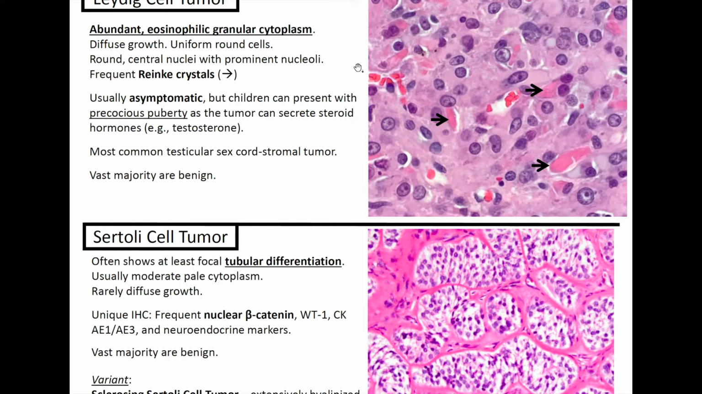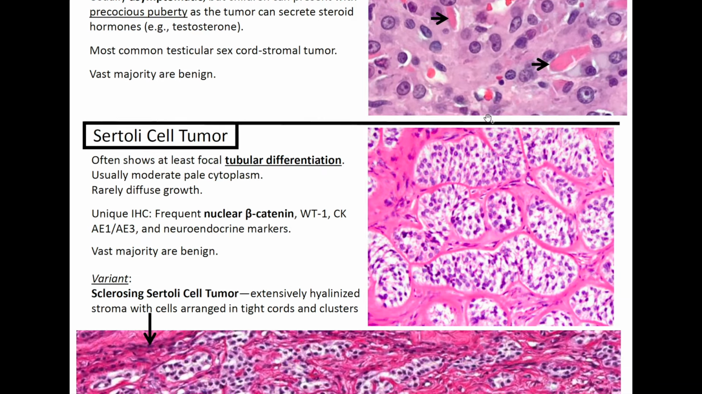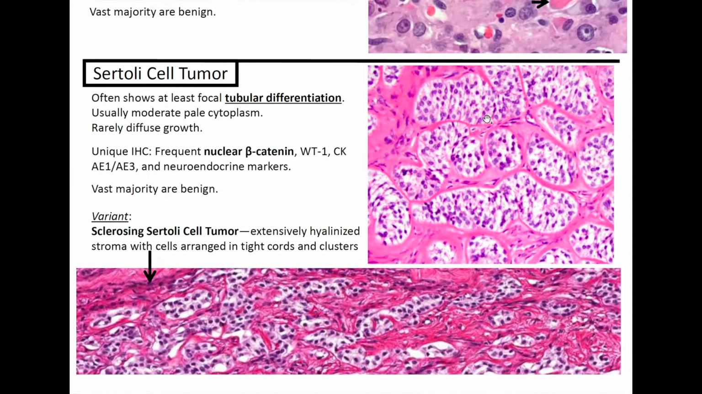So this is the most common testicular sex cord stromal tumor. The vast majority are benign. So next up, we've got Sertoli cell tumor.